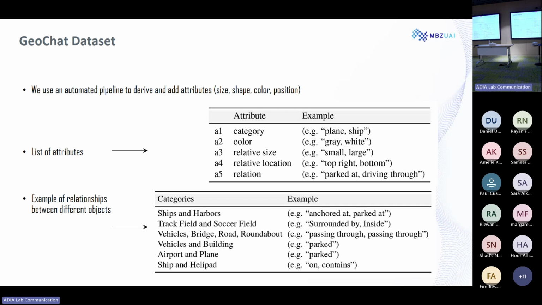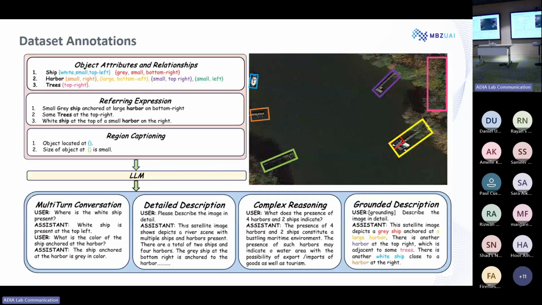And then we extract their spatial relationships. For example, if a car is parked in a parking lot, or it's driving through a road or a bridge. Here is an example of our annotation pipeline. Given this image, we first get the object attributes. For example, a blue-box ship. We can extract its white color. It's relatively small in size, and it's located at the top left of the image. Once we have this attribute information, next we use template matching, from which we generate small sentences based on those attributes.